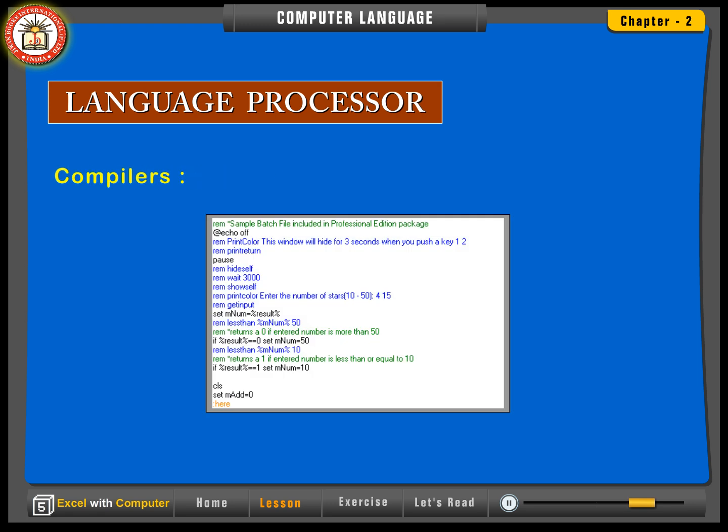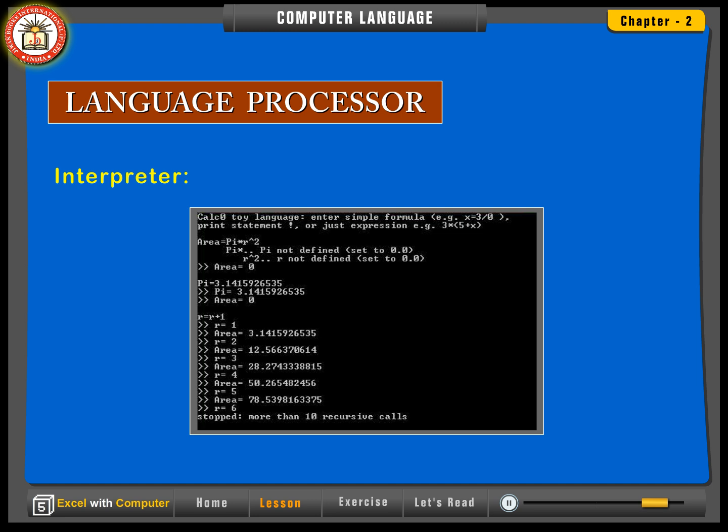Compilers. A compiler is a software that translates high-level language program into machine language. It converts the entire high-level language program into machine language at once. It displays the errors for the whole program together. Interpreter. It is another type of translator which translates high-level language into machine language. It converts one line of the program at a time. It displays the errors one line at a time, and it goes to the next line only after correction of the error.